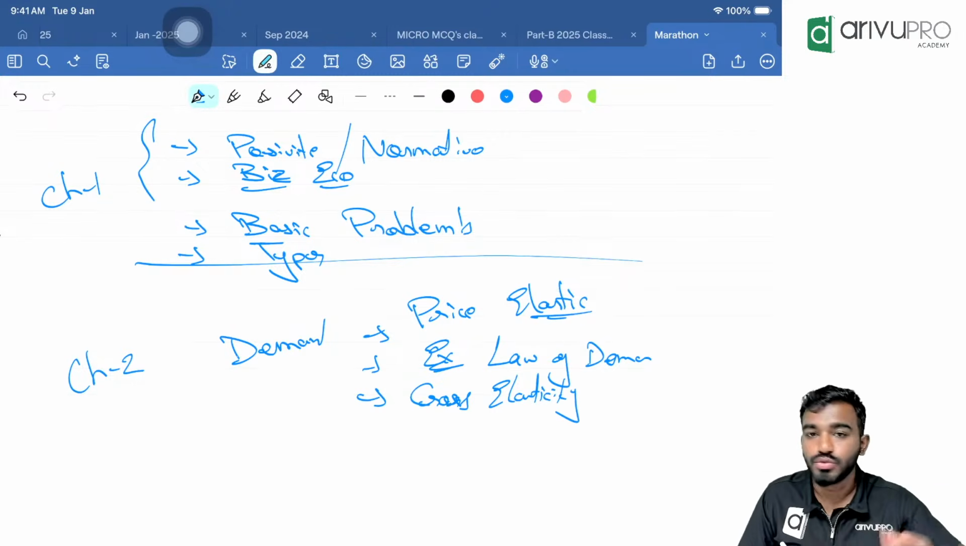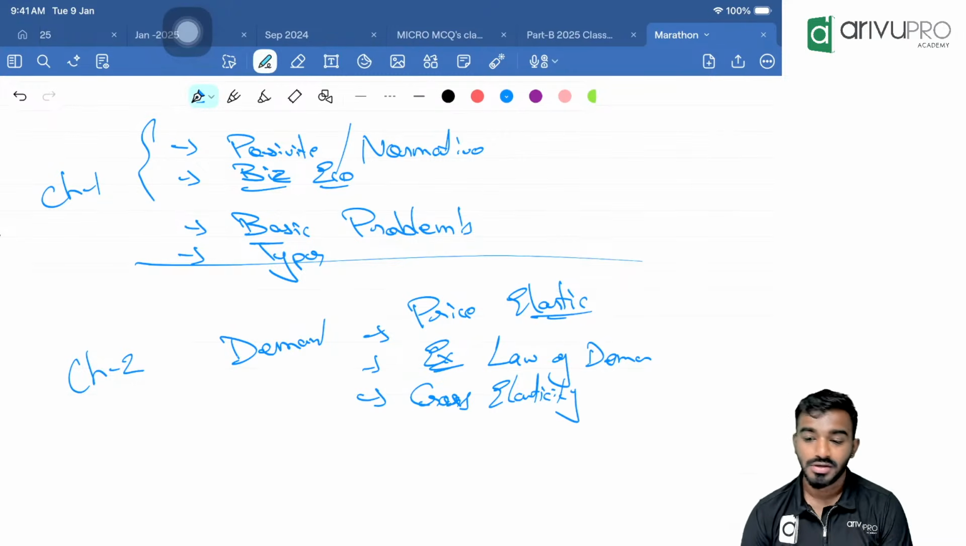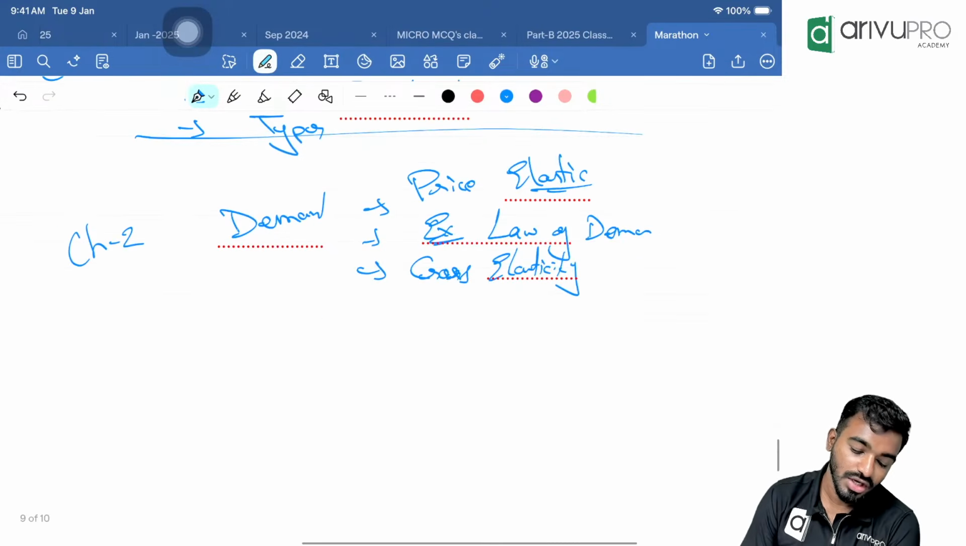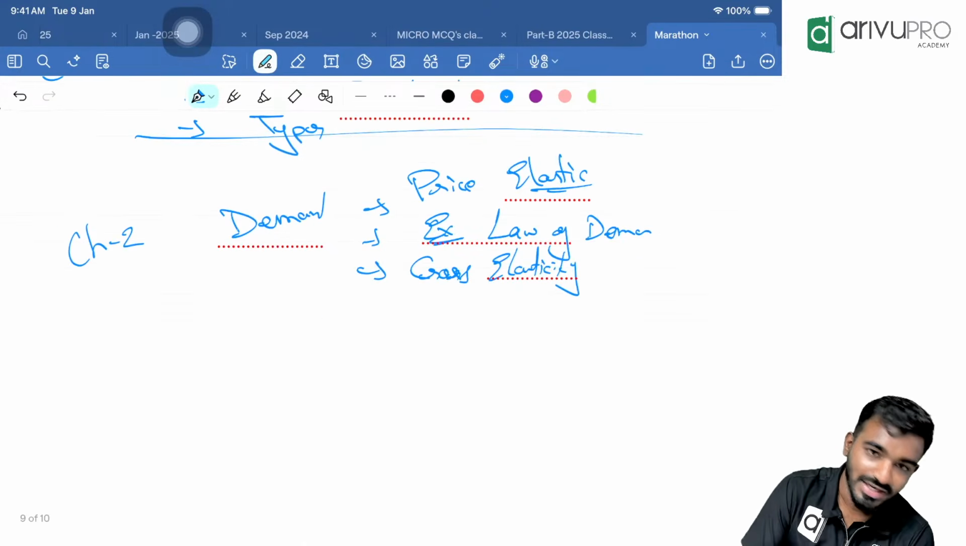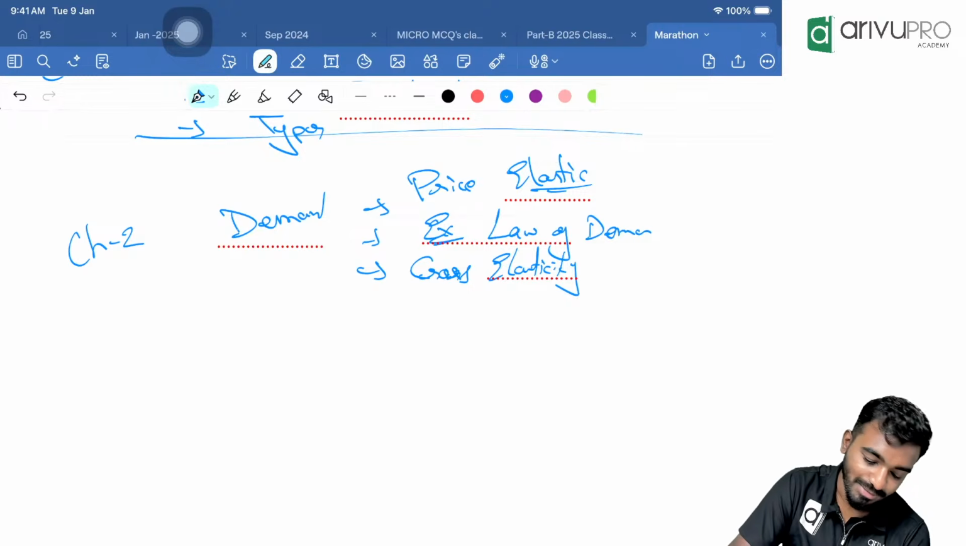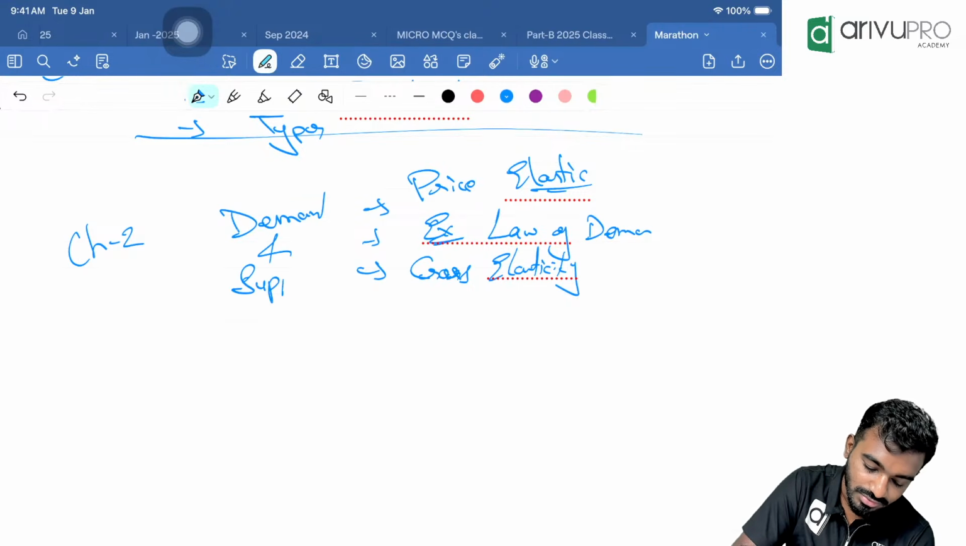Cross elasticity, numerical. This you can't ignore at all. For sure, you guys have to cover this. And in supply also, it applies the same. Ditto, copy paste there. Supply also, demand and supply. Better you write down like that.